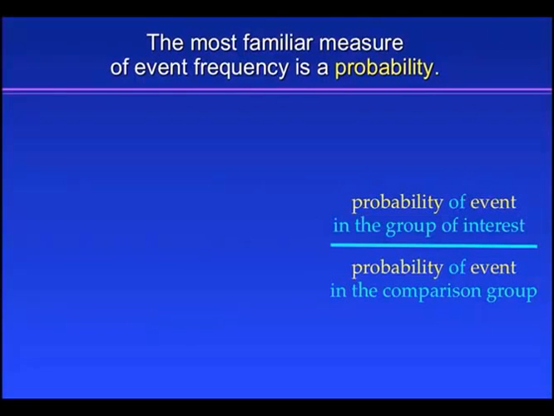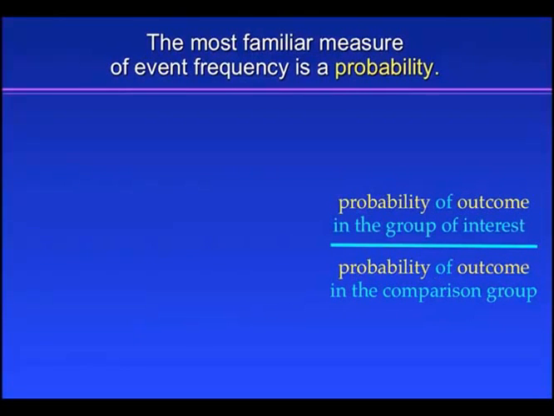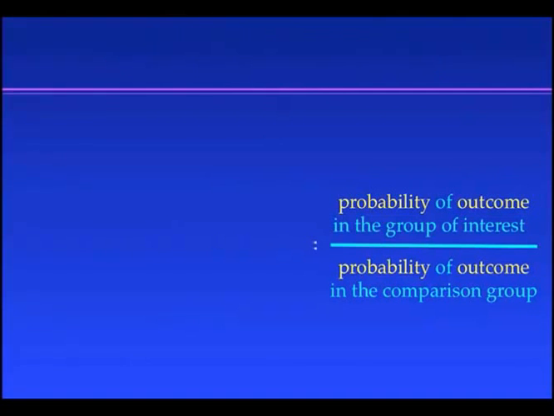The generic form is the probability of the event in one group relative to the probability of the event in another. And sometimes we use the language the probability of an outcome in the group of interest relative to the probability of outcome in the comparison group. Well, that equals some x over y. Each of those is quantifiable, and that makes it a ratio.